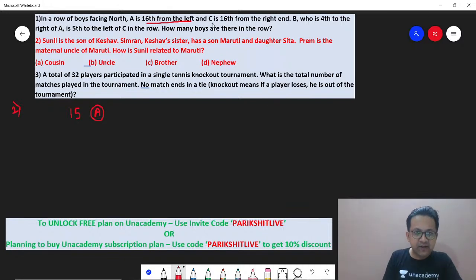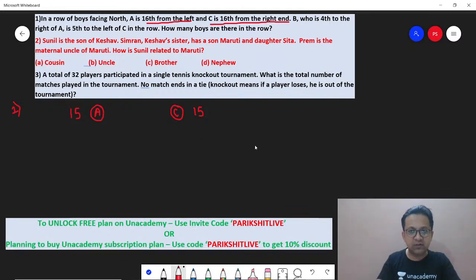And then you have C is 16 from the right end. 16 from the right end. Fine. If that's the case, put C here, insert C, and you know what? 16 from the right would mean there are 15 people on the right side of C. So 15 on the right side of C, and C got to be the 16th one.